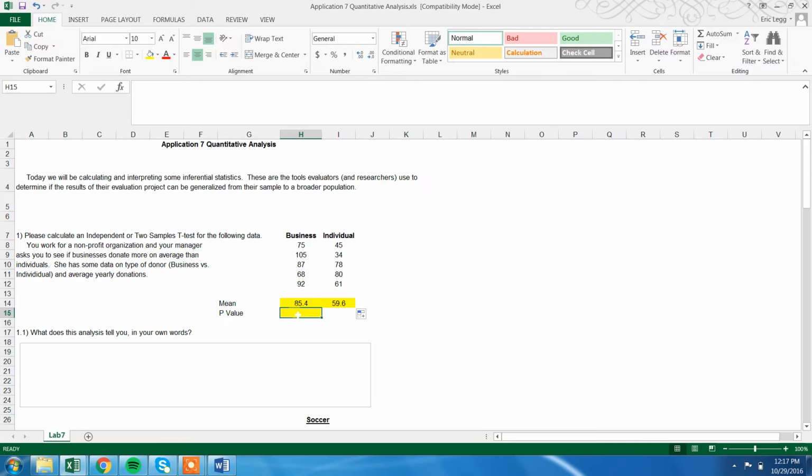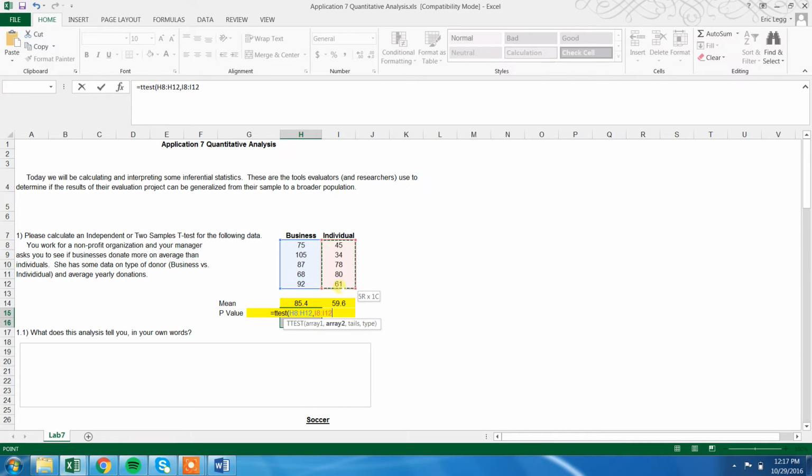Okay, now we want to run our t-test to get a p-value. This is going to be a little different than what I did in class because this should work, at least I looked it up, on both PCs and Macs. Equals t-test, parentheses, highlight my first range, I'm comparing that group, comma, I highlight my second range to that group.